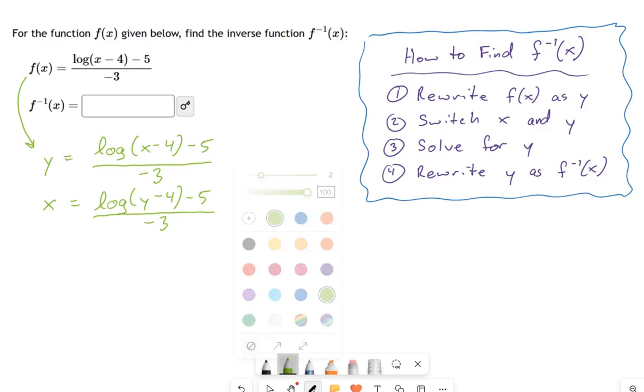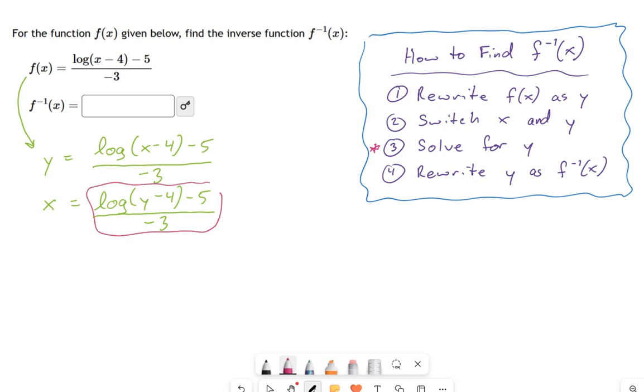And now comes what is really the only hard part when you're finding an inverse. This step number 3 right here, solve for y. That means get y by itself. And what I like to think of when I do this is, how am I going to pull all these things off of the y? See, there's a lot of junk going on right here all around the y. How am I going to pull those things off? Well, let's go one at a time.